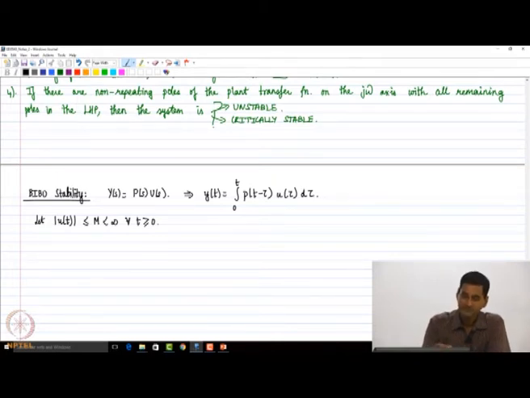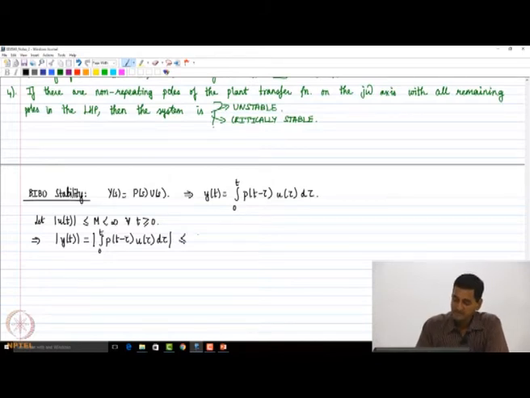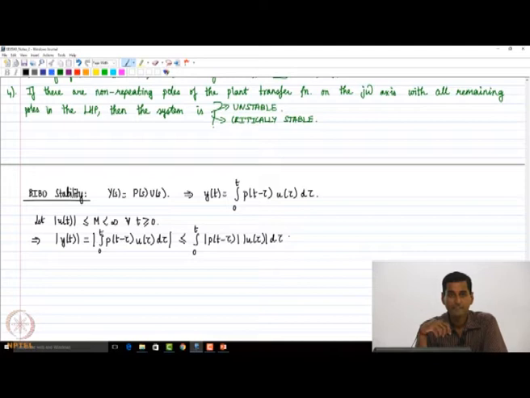Then what will happen? The magnitude of y of t is equal to the magnitude of the integral from 0 to t of p(t minus tau) u(tau) d tau. This is going to be, first of all, less than or equal to the integral from 0 to t of the magnitude of p(tau) times the magnitude of u(tau) d tau. Do you agree?